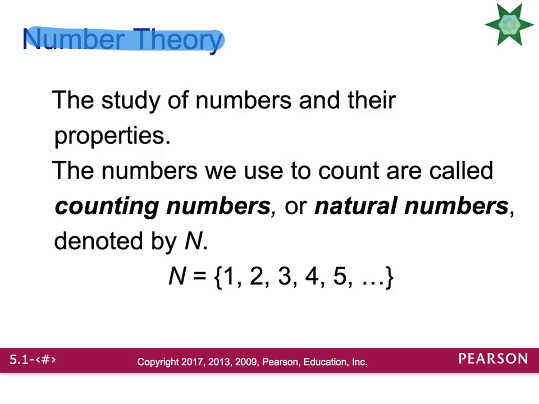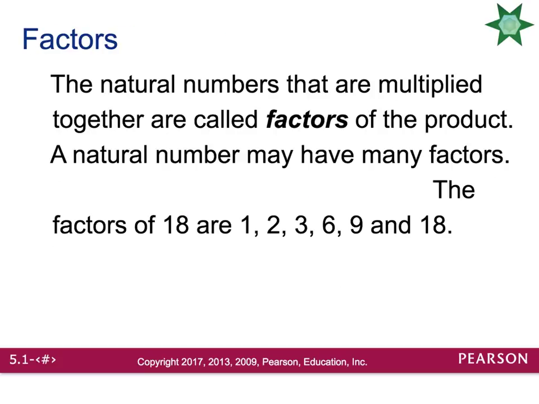So we're going to start by looking at our counting numbers, our natural numbers, which we already looked at, right? So our natural numbers is that set capital N, which is 1, 2, 3, 4, 5, 6, 7, 8, 9, etc. Okay. When we multiply natural numbers together, we get what we call factors. So natural numbers that are multiplied together are called factors of the product.